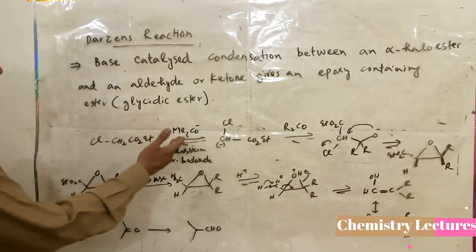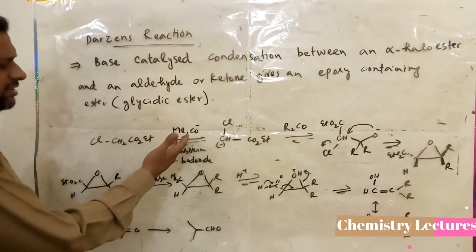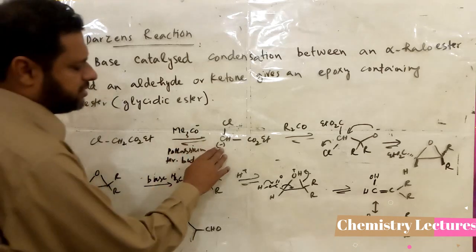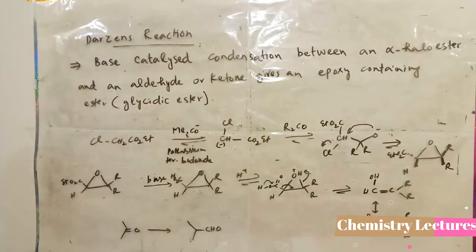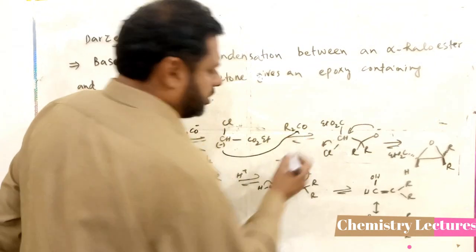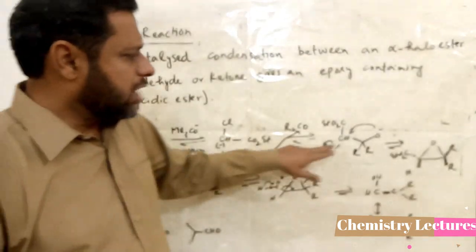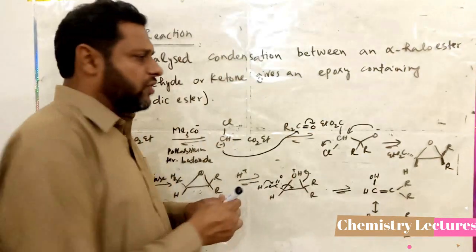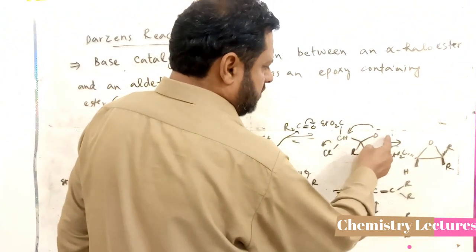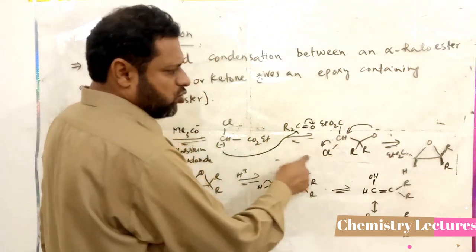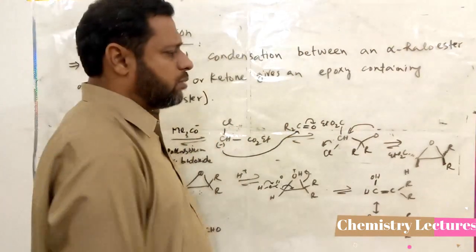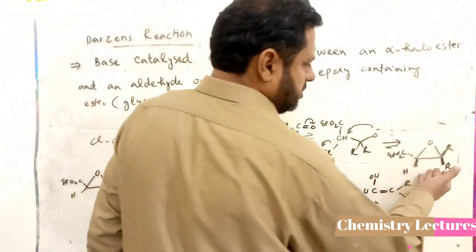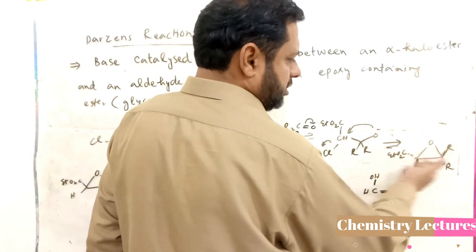So what happens is that this base, potassium tertiary butoxide, a large bulky base, will remove a proton from the alpha carbon and we will have a carbanion, a negatively charged alpha carbon. The carbanion will attack the keto group of the ketone and becomes attached to the carbonyl group, and the negative charge comes on the oxygen of the ketone. When the negative charge comes on here, this oxygen will attack the alpha carbon, chlorine is removed and an epoxide is formed, which is called a glycidic ester. This epoxide is a glycidic ester because it contains an ester group.